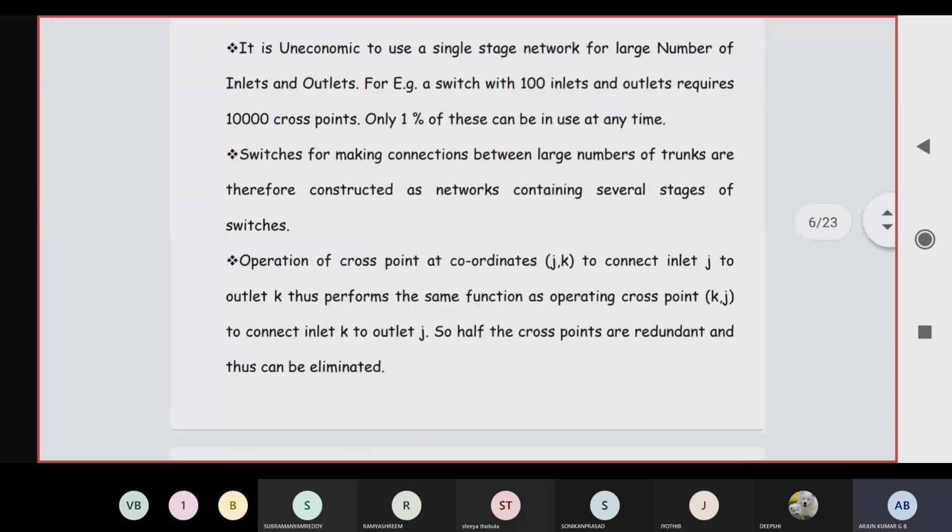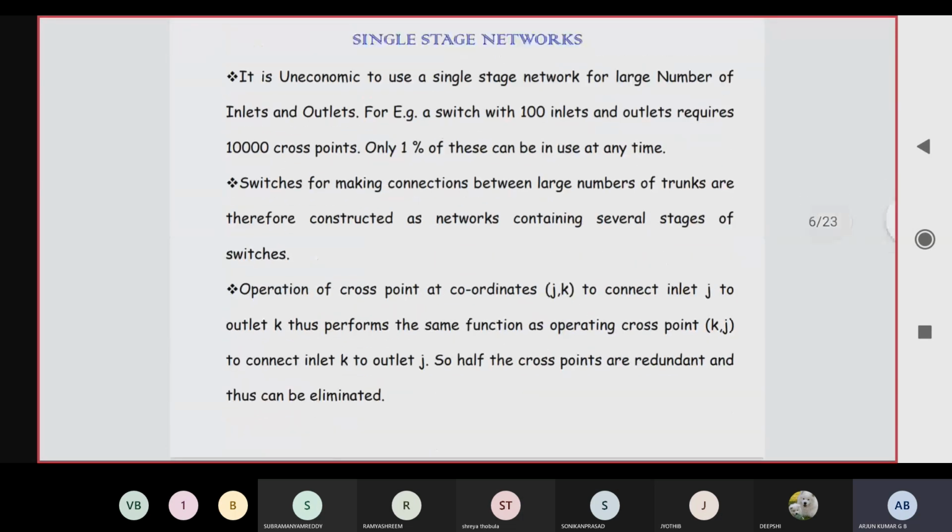Then we are given one example here. You can observe in this slide. It is uneconomic to use this single stage for a large number of inlets and outlets. It is not economical, because the network size will go on increasing, and then the cost will go on increasing. Clear? Any doubt regarding this? Is it audible, dear students? It is audible. Yes, sir. The presentation is visible. Yes, sir.